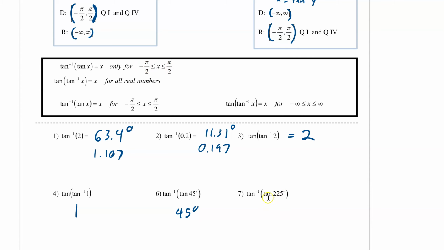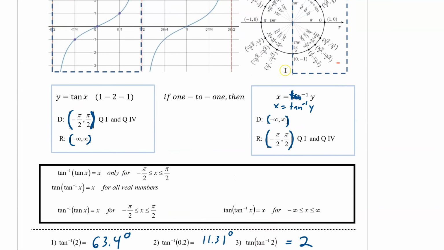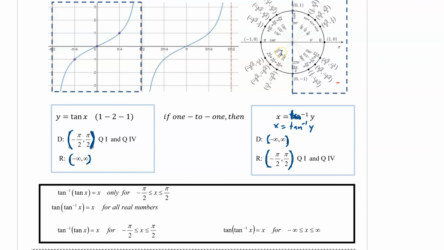So we have to actually find out what tangent of 225 is. So we go up to our unit circle, and we go to 225 because we want an exact value here. 225 would be negative root 2 over 2 over negative root 2 over 2, right?